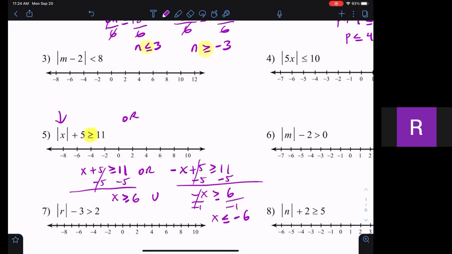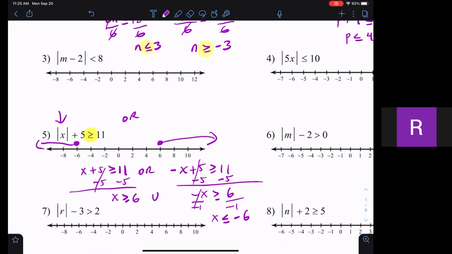So -6 is here. And when numbers are less than -6, you can think about -7, -8, -9, -10, and so on, right? So that means that this goes to the left side. And then 6 is also included, and what numbers are greater than 6? 7, 8, 9, 10, 11, 12 till infinity, right? So you go that direction. So that's what you're supposed to have.